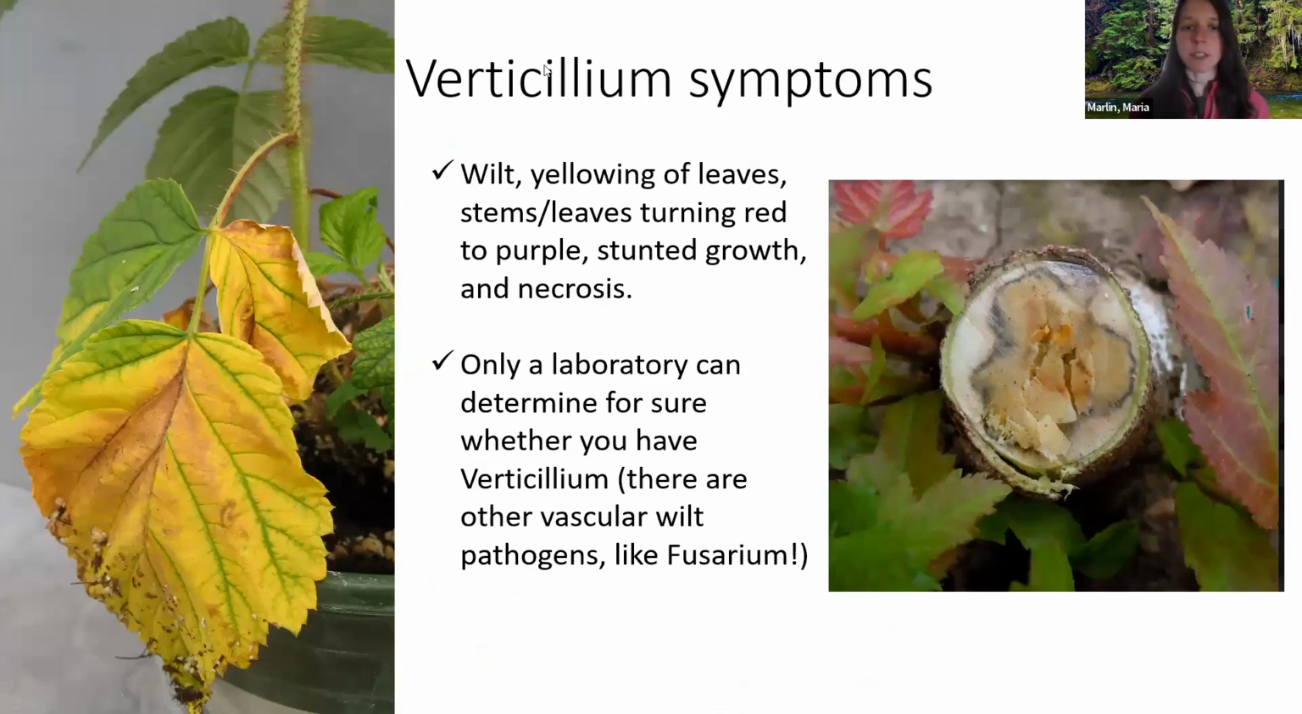So what are some symptoms? Symptoms are going to include wilt, yellowing of leaves. You're going to see some stems and leaves turning red or purple, stunted growth, and necrosis, especially here on the right within the vascular system. So if you chop the stem and you see all this death within the vascular system, that might hint that you have verticillium. Now, only a laboratory can determine for sure whether you have verticillium, because fusarium and other wilt pathogens will cause similar symptoms.